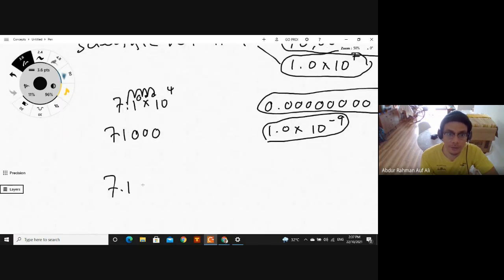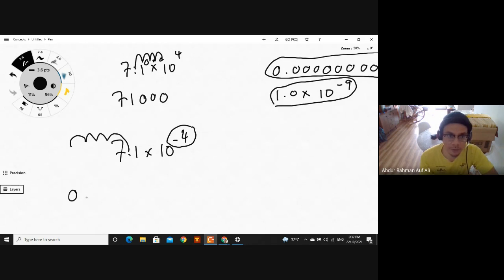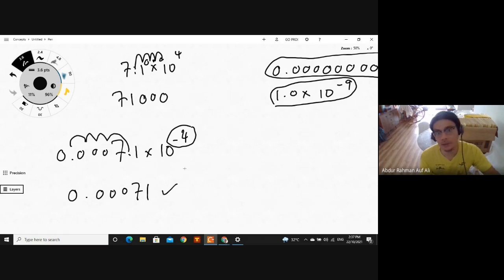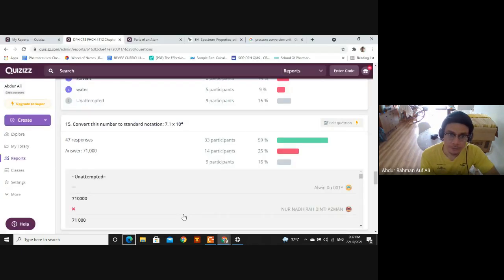Kalau 7.1 darab 10 kuasa negatif 4, so if the value here is negative, kamu go to the left. 1, 2, 3, 4. So the standard notation adalah 0.00071. So the titik puluhan drop here. Okay, so this is the standard notation kalau kuasa dia negatif. That's all to it. Kamu kena tengok kat 10 kuasa ni dia positif or negatif. Okay, moving on.